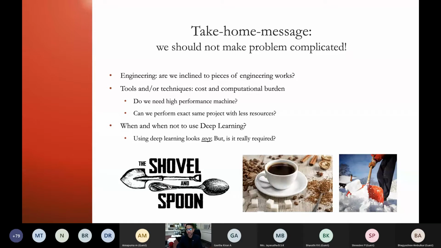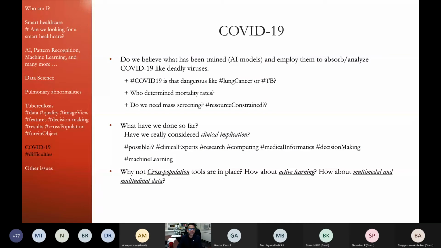Optimization is always important, even if I'm rich. I'm not going to pay unless it's really required. So the take-home message is, even though we like sexy terms like deep learning, it is not always wise to use a deep learning model for every simple problem. That's why I have two examples here. One is coffee, the other one is this. Shovel is going to be used for snow cleaning, and spoon is going to be used for coffee because you need to take some more coffee or sugar.